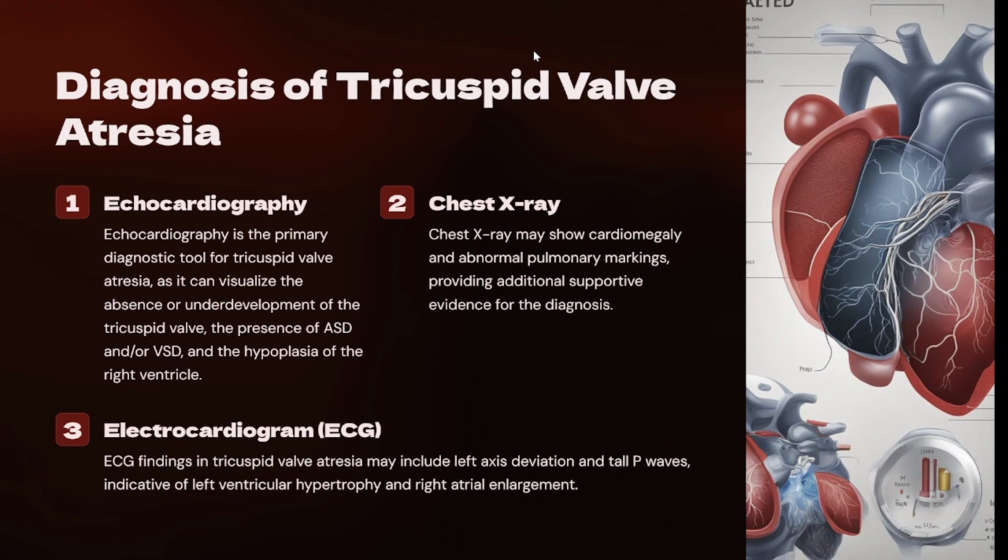Complementary diagnostic tools include chest X-ray, which may show cardiomegaly and abnormal pulmonary markings, and ECG, which might show left axis deviation and tall P waves indicative of left ventricular hypertrophy and right atrial enlargement.